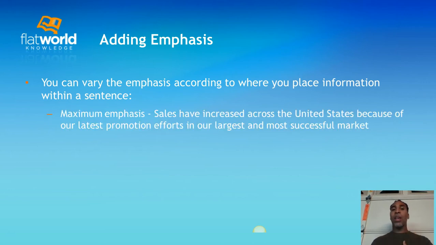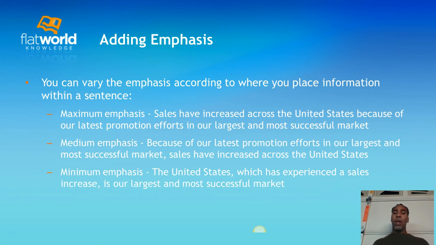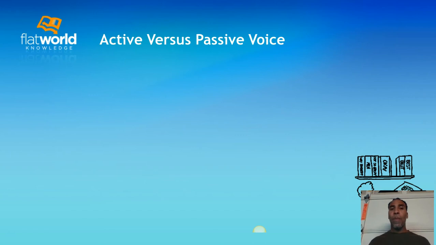Maximum emphasis. Sales have increased across the United States because of our latest promotion efforts in our largest and most successful market. So maximum emphasis is that sales have increased, and this is exactly why. Medium emphasis is because of our latest promotion efforts in our largest and most successful market, sales have increased across the United States, right? So still strong, but not as strong as maximum emphasis. And then minimum emphasis is the United States, which has experienced a sales increase, is our largest and most successful market. We're not going to get into the basics about how well we've done.